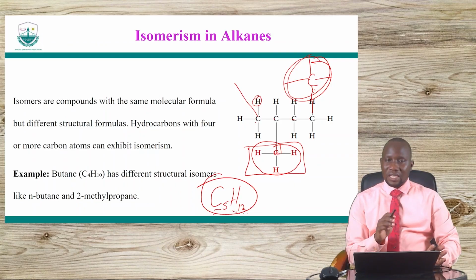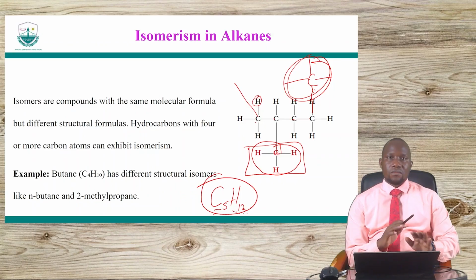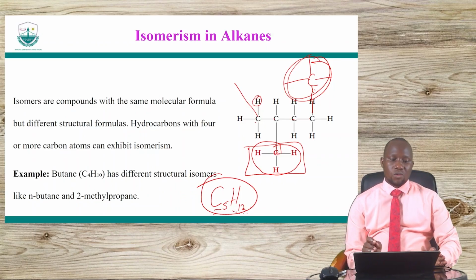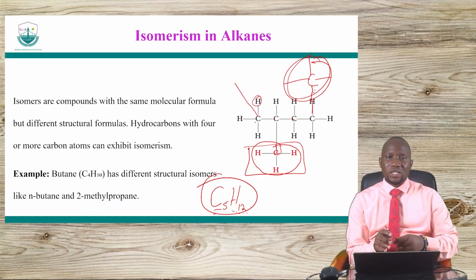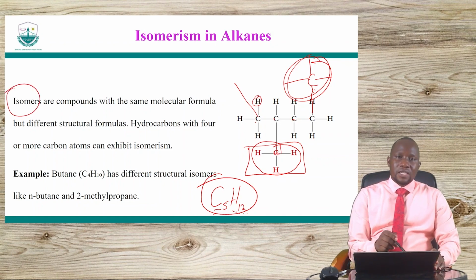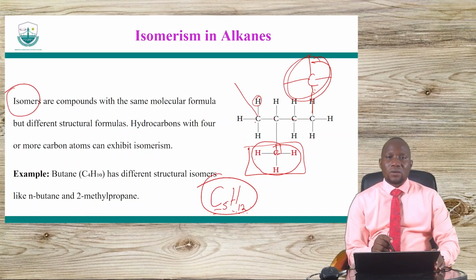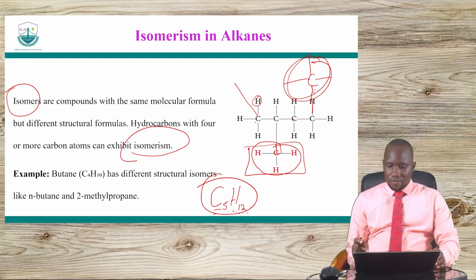The molecular formula is the same, but the way the atoms are arranged is different. That is what we call isomerism. These different ways of arranging the compounds, made because of the different ways in which the atoms are arranged, are what we call isomers. The tendency for compounds to have different arrangements of atoms with the same molecular formula is what we call isomerism.